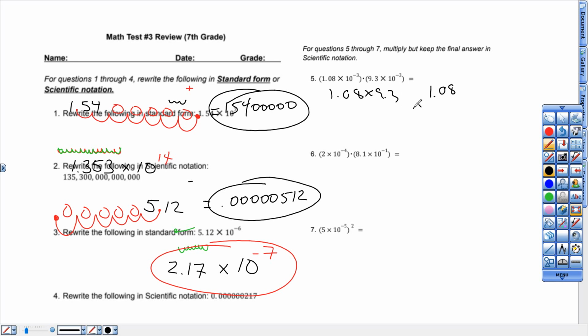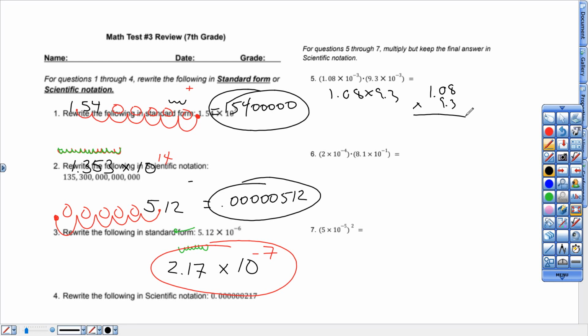It doesn't matter how they're lined up, right? Nope, not for times. Perfect right there. Good job, bro. So do that arithmetic. 1.08 times 9.3.